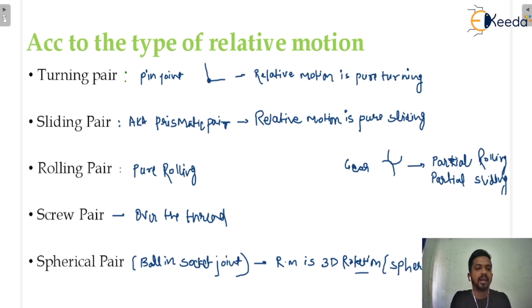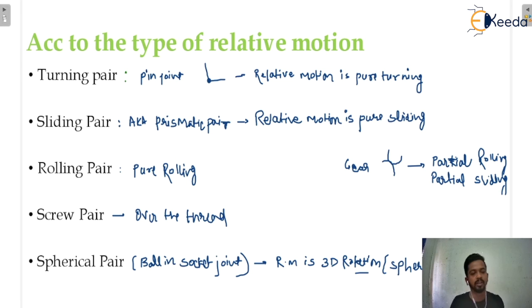So this would be the first type of kinematic pair, that is, according to the type of relative motions. We have classified the kinematic pair into five categories. The first is turning pair, second is sliding pair, then rolling pair, screw pair, and the spherical pair. You must understand what type of relative motion is there in which type of pair. That is important. In the turning pair, pure turning is there. In the sliding pair, the relative motion is pure sliding. In the rolling pair, pure rolling is there. In the gear, partial rolling and partial sliding take place, not pure rolling. That is partial rolling and partial sliding.